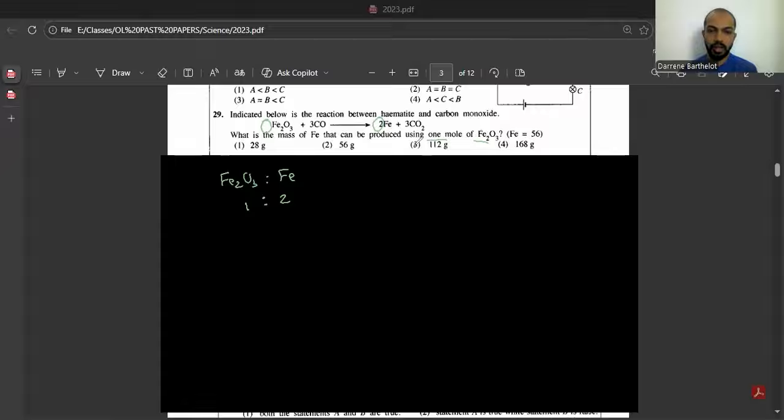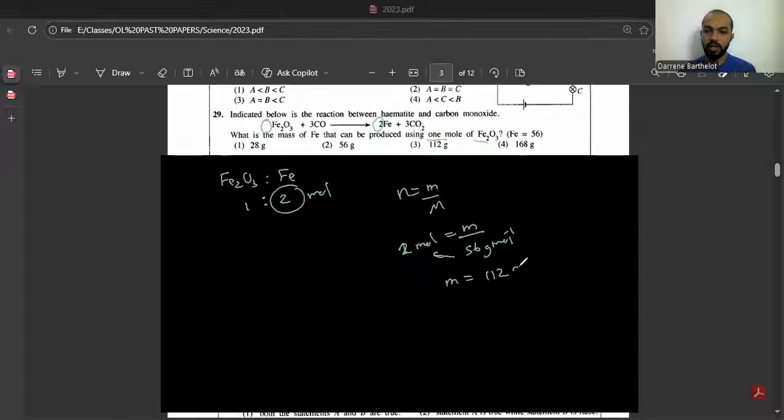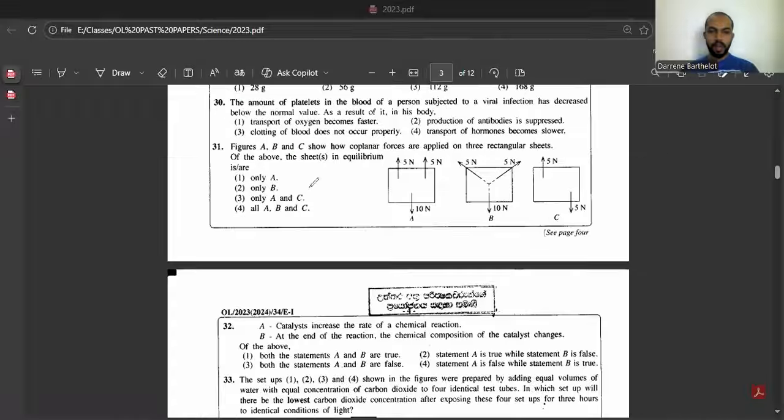Right. So they are asking what is the mass of iron that is produced when 1 mole of Fe2O3 reacts. So this ratio is equal to the mole ratio. When 1 mole of Fe2O3 reacts, it forms 2 moles of iron. So for 2 moles of iron, you can just find the mass, right? So they have given Fe as 56, the molar mass. So number of moles is 2, mass you don't know, molar mass is 56 grams per mole. So if you multiply this, you'll get mass is equal to 112 grams. Answer number 3. Right. Question number 13.